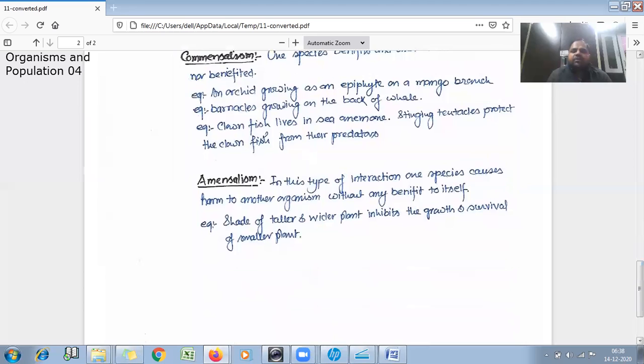The next is amensalism. In this type of interaction, one species causes harm to another organism without any benefit to itself. It means one species will harm another and the other will not be benefited. For example, the shade of taller and wider plants inhibits the growth and survival of smaller plants. In this way, one is causing harm to another, and the first does not get any benefit or harm from the other species.